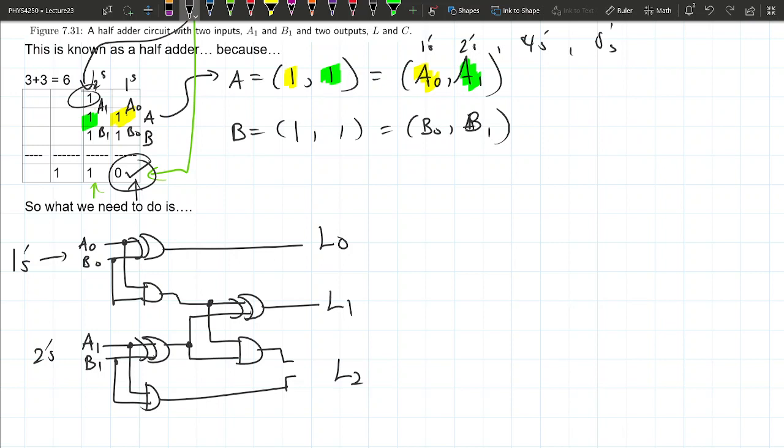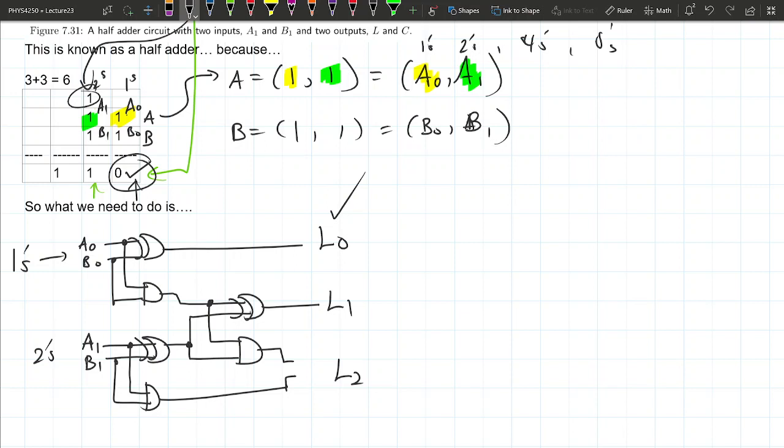So let's see if this works at all. As we saw, 0 plus 0 gives you 0, 1, 0 gives you 1, which is what you want. 0, 1 gives you 1. 1, 1 should give you 0, which is exactly what we want. So L0 is good to go. Everybody agrees? Okay.